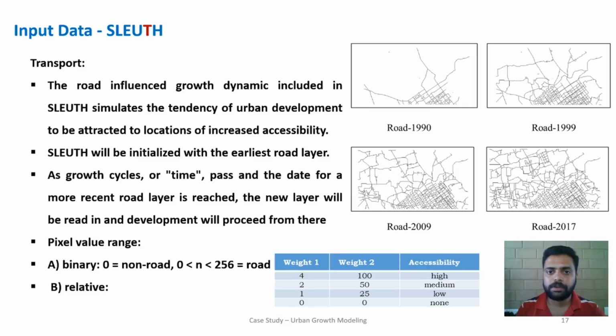You can also give weightage for the roads. If you have a national highway, you can give the weight as 4, and this can be very high. If you have a state highway, you can give weight as 2, it is medium. If you have a major district road, you can give the weight as 1, it is low. And finally, if you have no roads, that is no road data, then you can give 0.